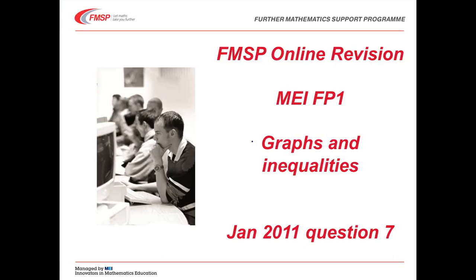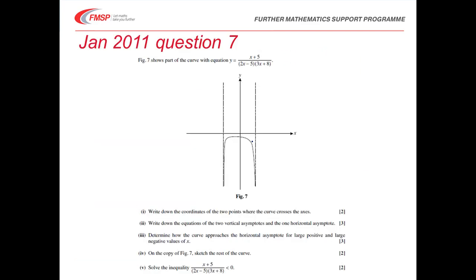Hello, in this video we're looking at MEI Further Pure 1, the January 2011 paper, question 7, which is on graphs and inequalities. This is a long question, so read it through carefully first. The first two parts are both write down, so those should be straightforward. It even tells us that there are two vertical asymptotes and one horizontal asymptote.